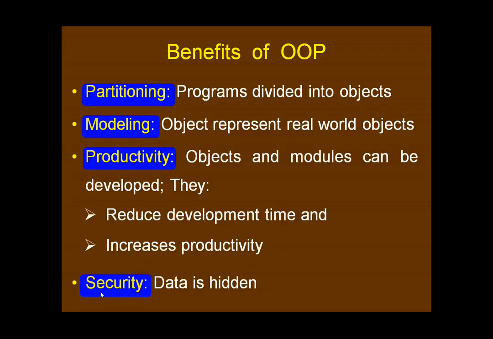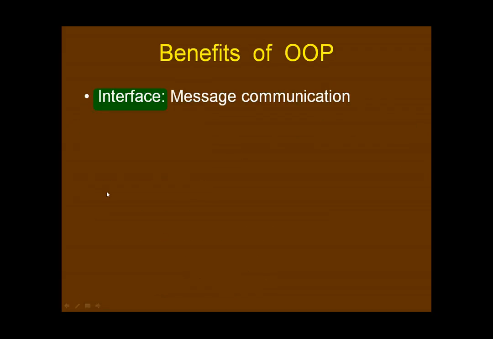And the next benefit of object-oriented programming is security. This security is achieved because data is hidden. We are in a position to hide the data, so we can achieve security. Outside methods cannot access the data. Only member functions can access the data. That is how we are achieving the security.